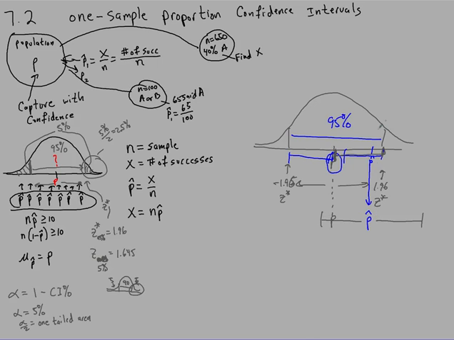Let's say I took 100 samples, so I have 100 p hats. You keep getting these p hats. 95% of the p hats will capture p. 95% of your confidence intervals will capture p.